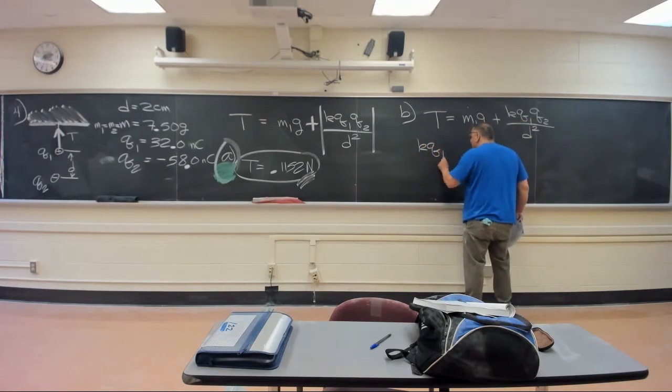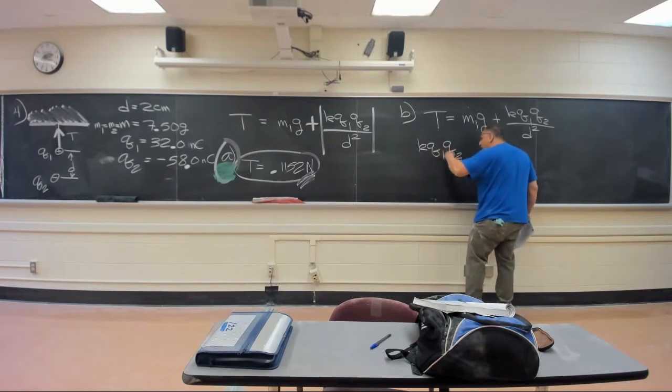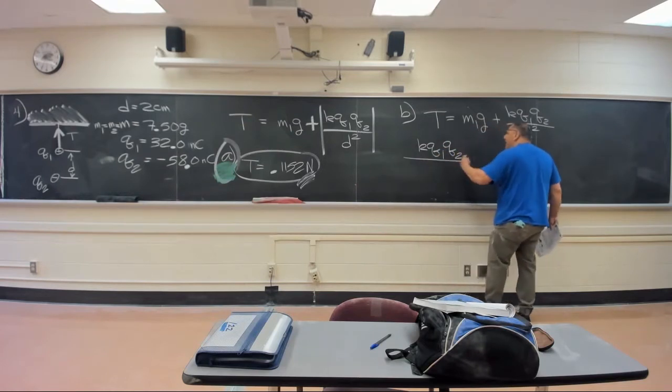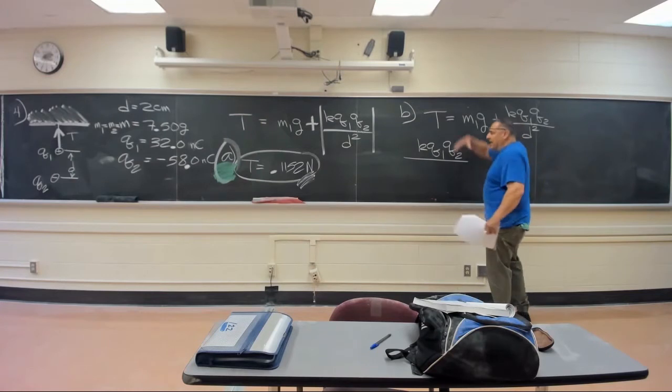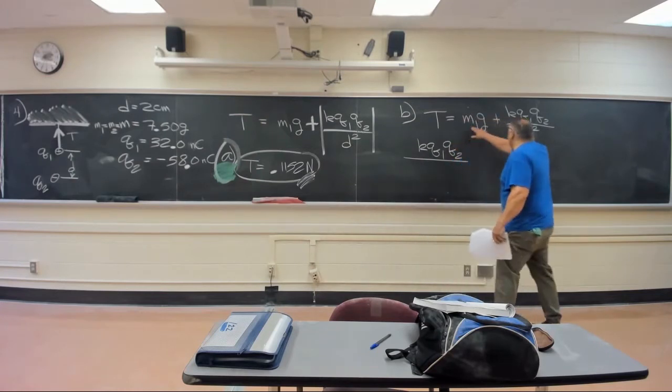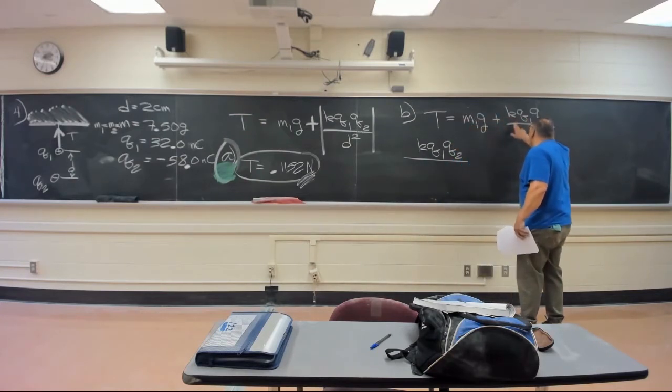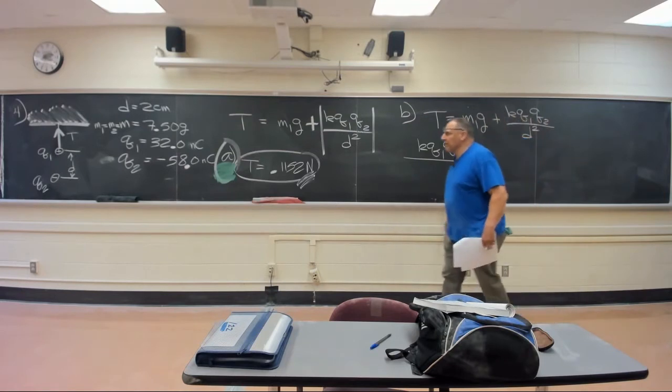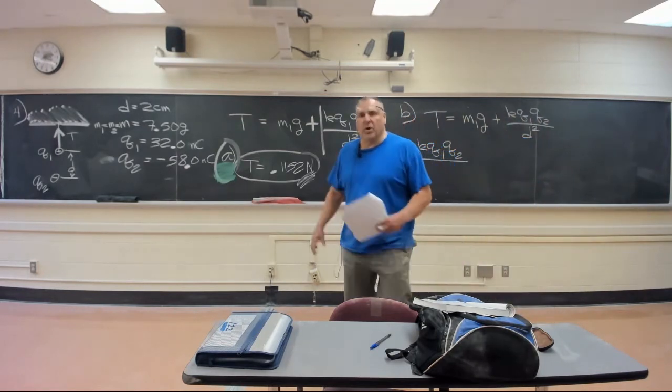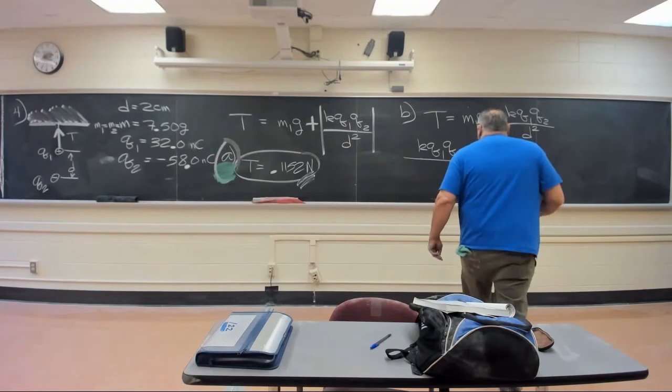This is very important. Be careful here. Don't put negative numbers in here. I want a positive answer. Why do I want a positive answer? Because they're both pulling. Mg is pulling down, and Kq1, Q2 over R squared is pulling down. And tension's going to equal it and go opposite to it. Okay?